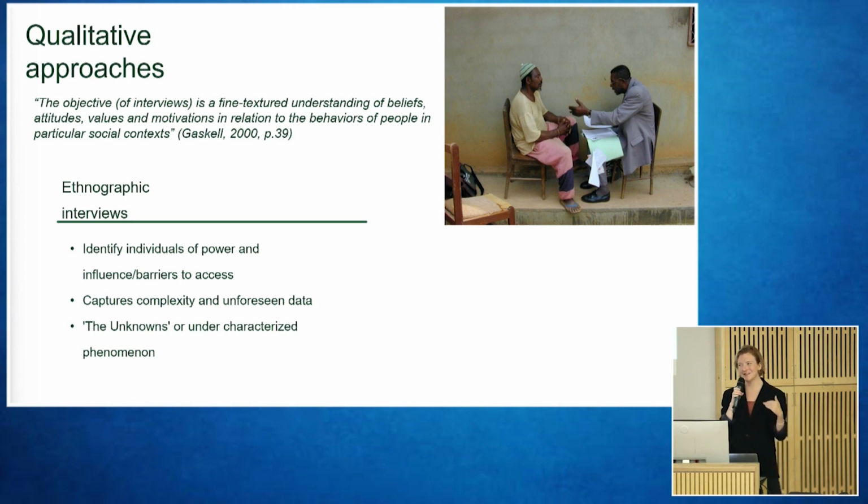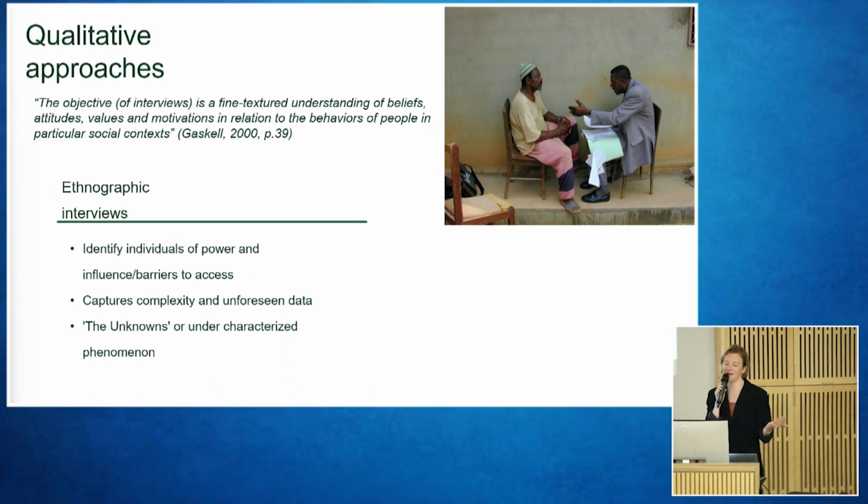Because really, when you're able to speak with someone one-on-one, that complexity is not flattened by consensus or anything other than that single person's story. So this is a really good way to identify individuals of power, to capture complexity and unforeseen data, and is really one of the best tools to identify the unknowns. So I tend to think that in thinking about high-risk interfaces, an interview can really be a strong way to gain that first entry point to the highest risk interfaces with wildlife.